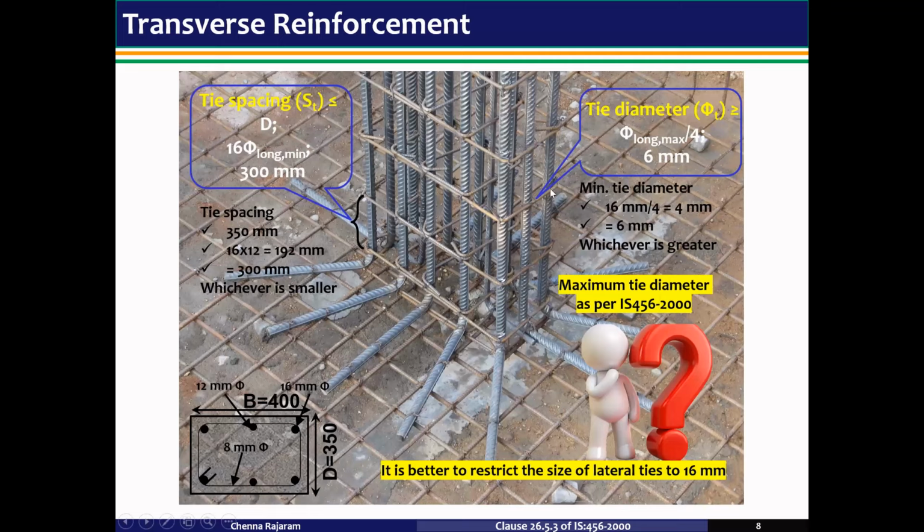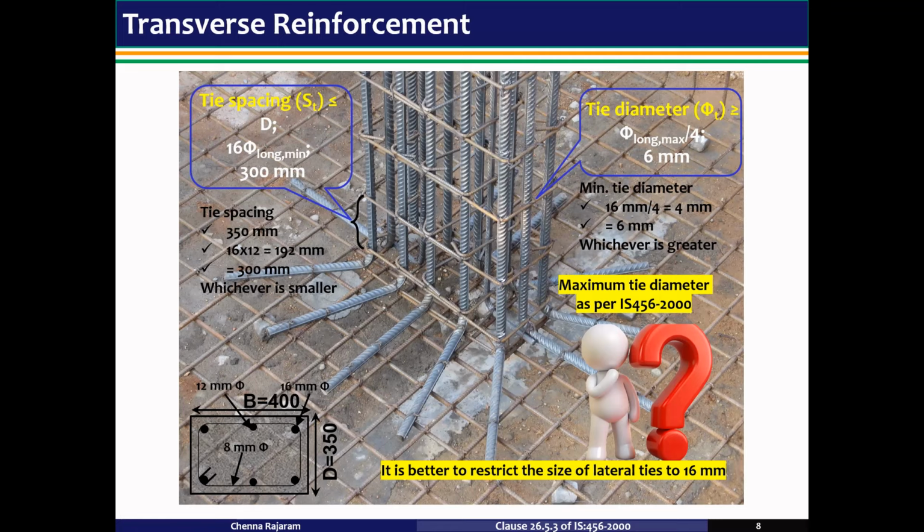Here in this diagram, it is shown that the tie diameter, that is the lateral tie diameter phi t, is greater than or equal to phi longitudinal, that is the maximum longitudinal diameter of the reinforcement divided by 4, or 6 mm. The tie spacing, that is the lateral tie spacing denoted as ST, is less than or equal to D, that is the least lateral dimension of the column, 16 times the minimum longitudinal diameter of the reinforcement, and 300 mm.